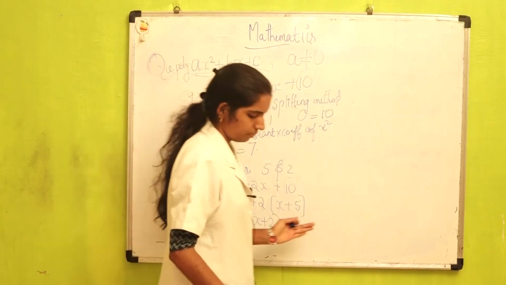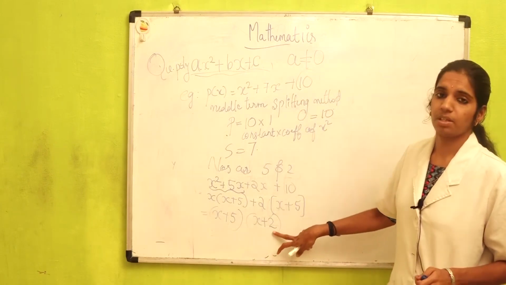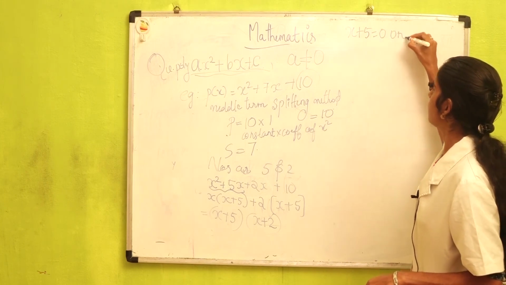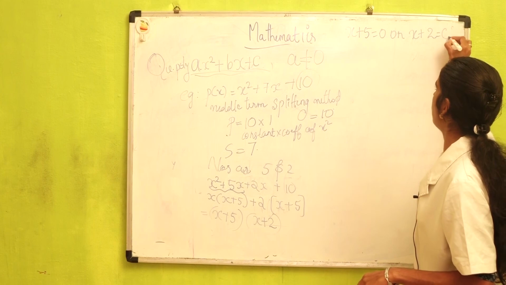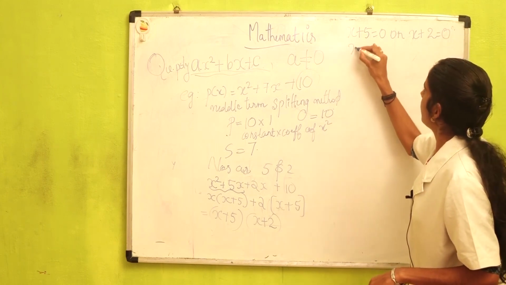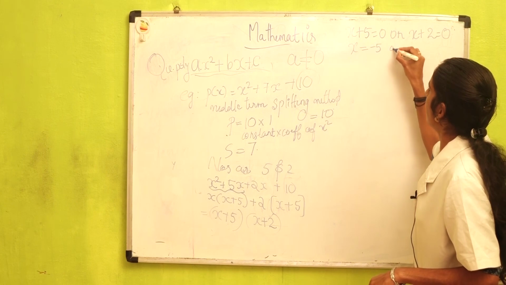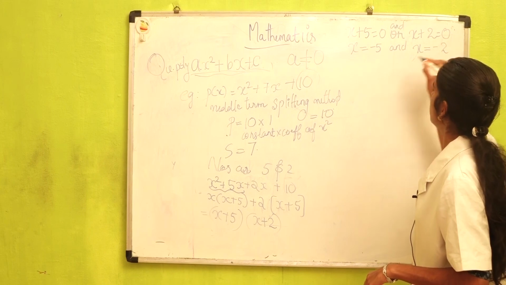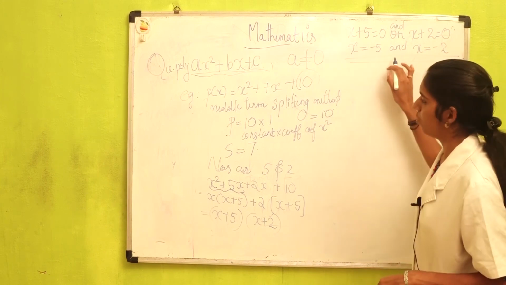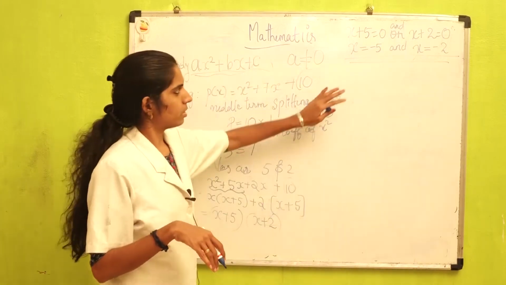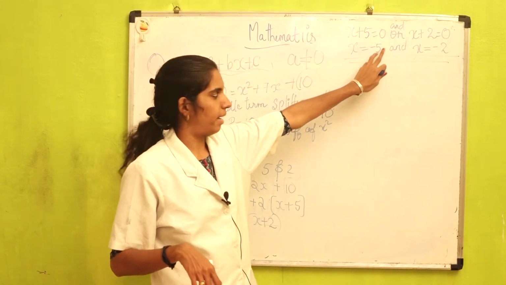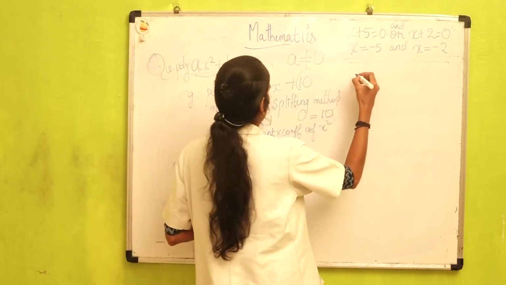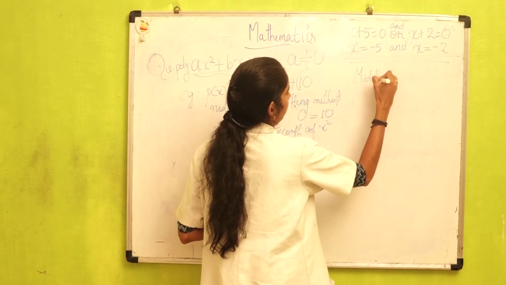So how will you find the zeros of this one? We should equate this equal to 0. That means x plus 5 equal to 0 or x plus 2 equal to 0. This implies x equal to minus 5 and x equal to minus 2. So here this is an example of a quadratic polynomial. We get two zeros. So the zeros are given by minus 5 and minus 2. Okay. So this method is known as the middle term splitting method.